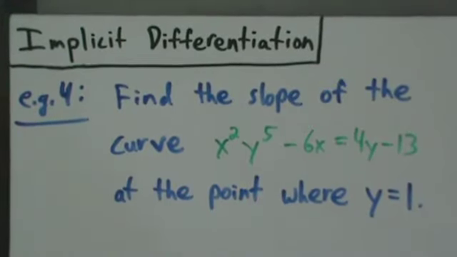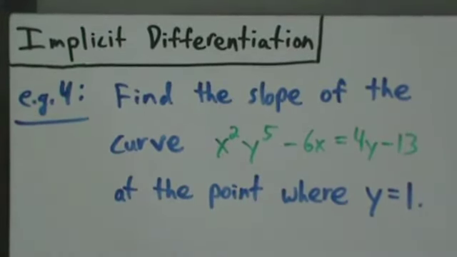Alright, here's example 4 with implicit differentiation. So this function here is the fourth one from our first video, but we're going to do something a little bit different. Find the slope of the curve x squared y to the fifth minus 6x equals 4y minus 13 at the point where y equals 1.